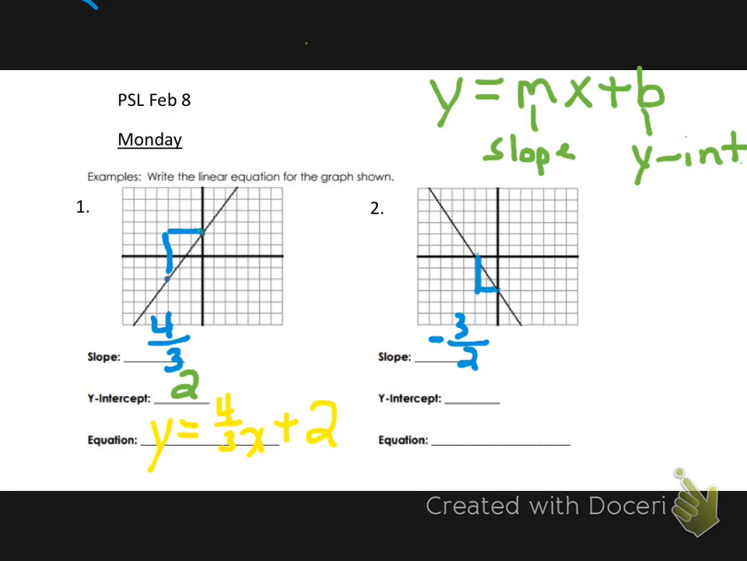Then our y-intercept is going to be again where it crosses the y-axis, which is that point right there, which is at the point 3. Actually negative 3, because it's below the x-axis. So when writing that equation, we just plug that in. Y equals my slope, negative 3 over 2, x, plus my b. This is a negative, so I can just put minus 3.